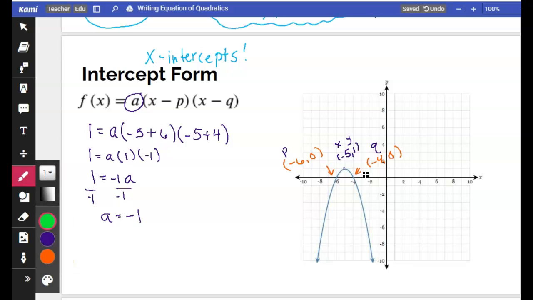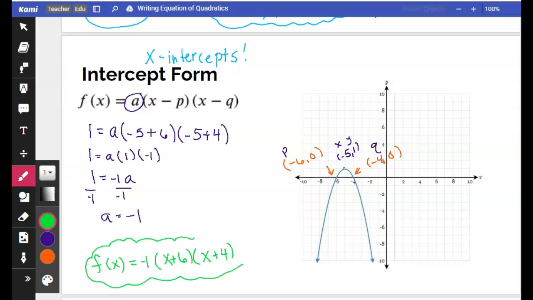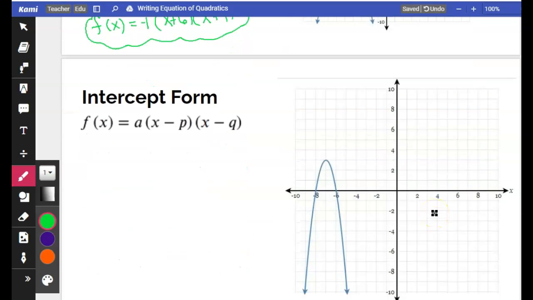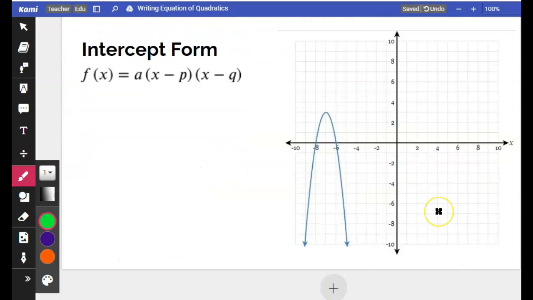So my final answer would be f of x, your a value, x minus your p, which would be plus 6, x minus your q, which would be plus 4. And again, when you've got those parentheses, anything inside the parentheses is opposite. So these values should definitely be opposite of what's inside here. All right, you try the next one on your own. Again, pause the video, see if you can do it, and then come back and see if you're correct.